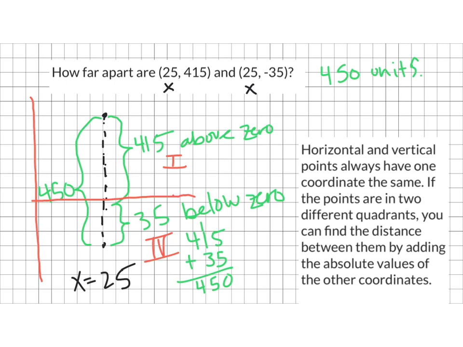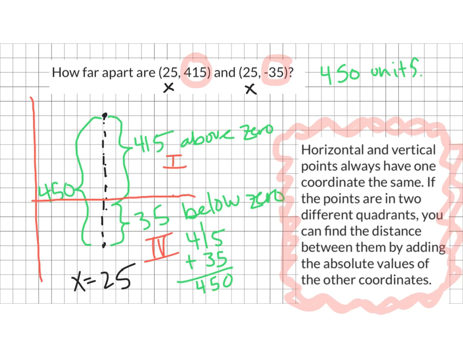And so this is sort of long, but before we move on, we should summarize what we learned: that horizontal and vertical points always have one coordinate the same. And when the points are in 2 different quadrants, you can find the distance between those 2 points by adding the absolute value of the other coordinate. So by adding the absolute value of the coordinate that's not the same. Make sure you have that written down, as always, along with all of our examples.